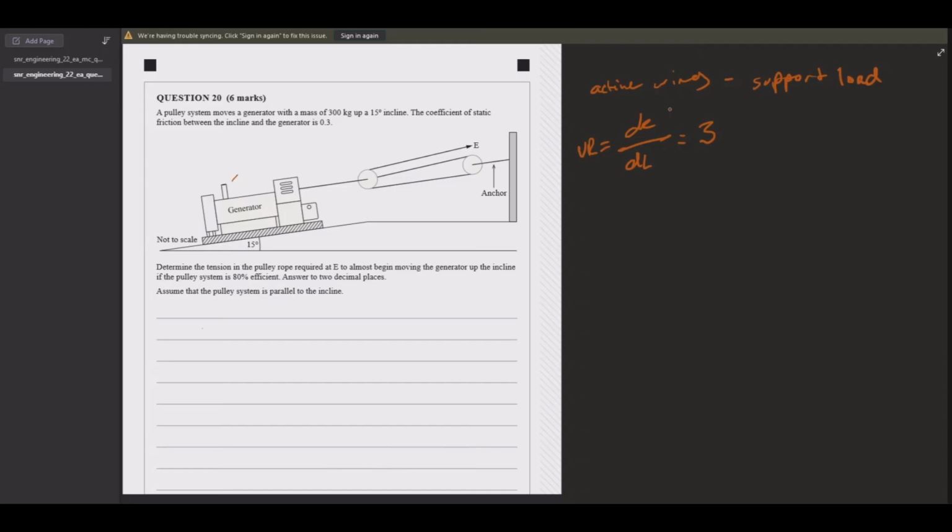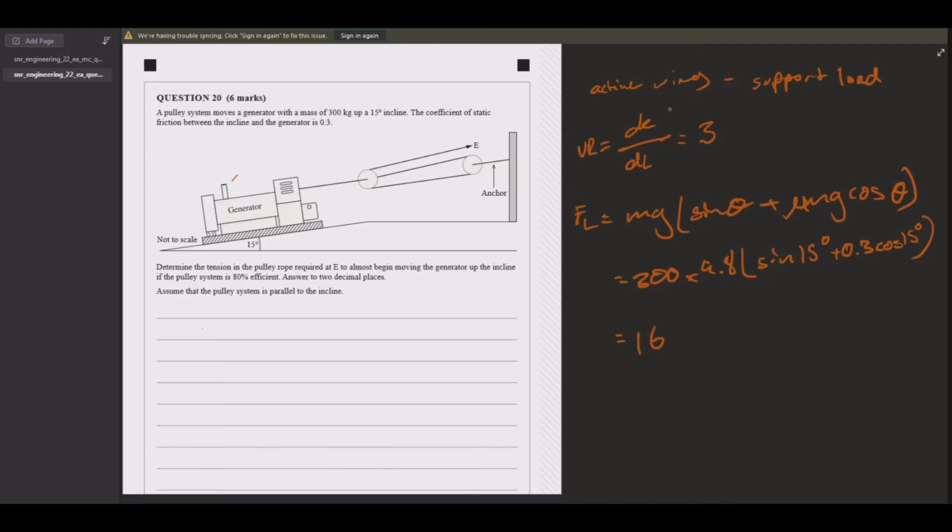So, the force that we need, the force of the load, that's just going to be our mg sine theta plus mu mg cos theta, and that's where it's the plus because we need to overcome the friction as well as the gravity. And that's going to be 300 times 9.8 times sine of 15 degrees plus 0.3 cos 15 degrees. And that's going to be 1,612.87 newtons.